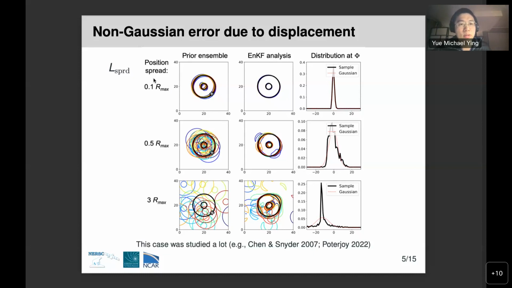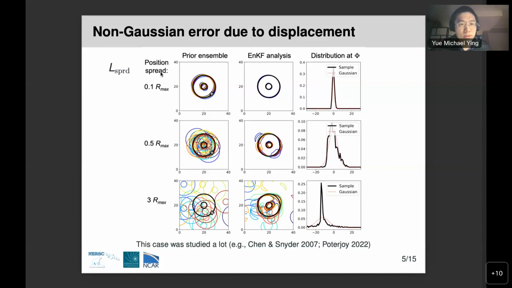So when the position spread is very small, so 0.1 here, it's a very linear situation. So the EnKF works perfectly, and you see that from the plus sign, you sample a very Gaussian distribution of the wind speed here. This is actually the radial wind velocity observed from the radar side here.